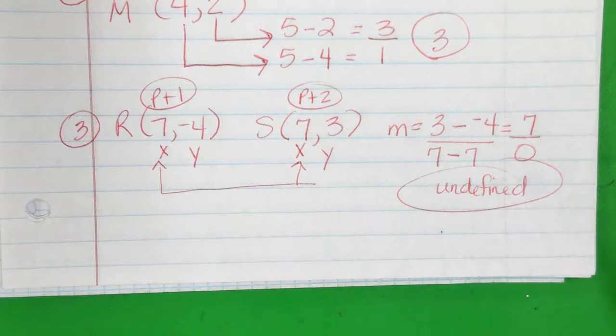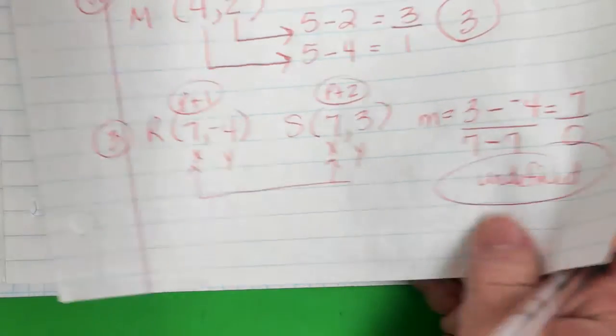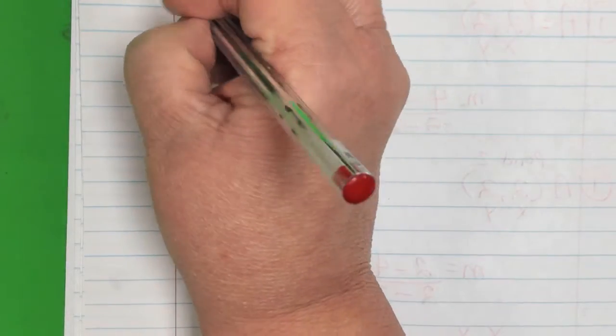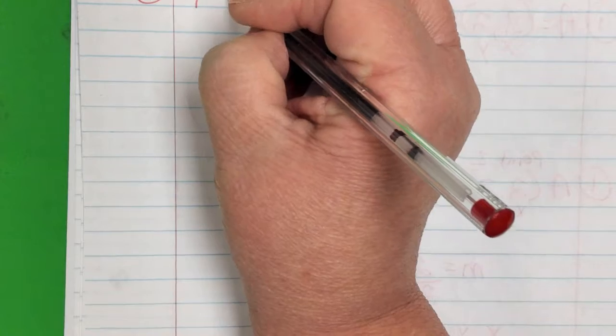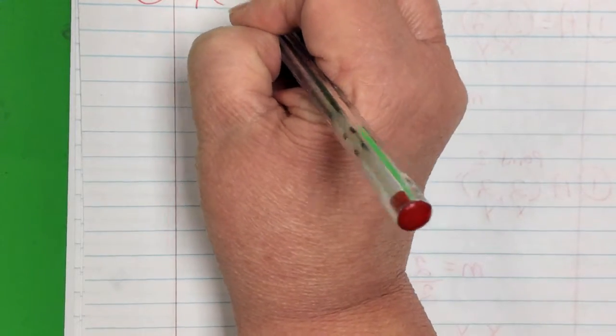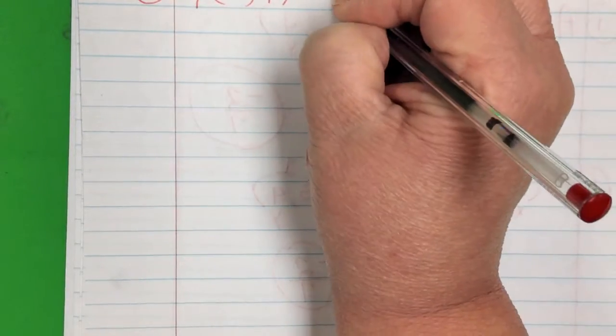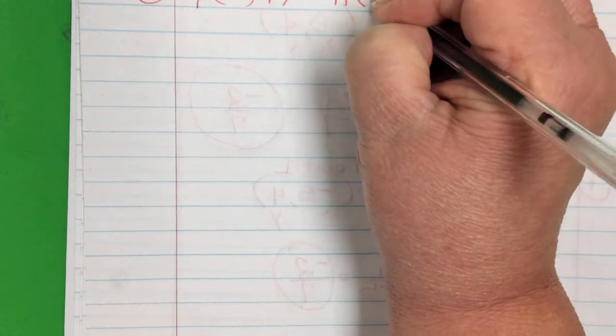So if your y values match, you're going to have 0 on top, which means your answer is going to be 0. In fact, let's skip down to problem number 7. G is 5, 7, and H is 2, 7.